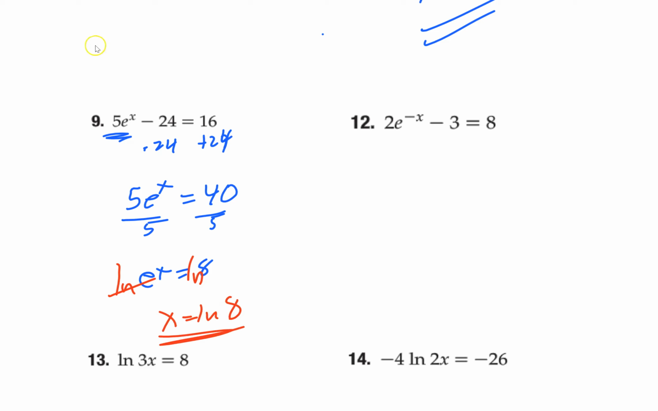Just like when we talked about logs, natural log of x has to be greater than 0, not equal to. Same domain as a log. Over here, same concept.